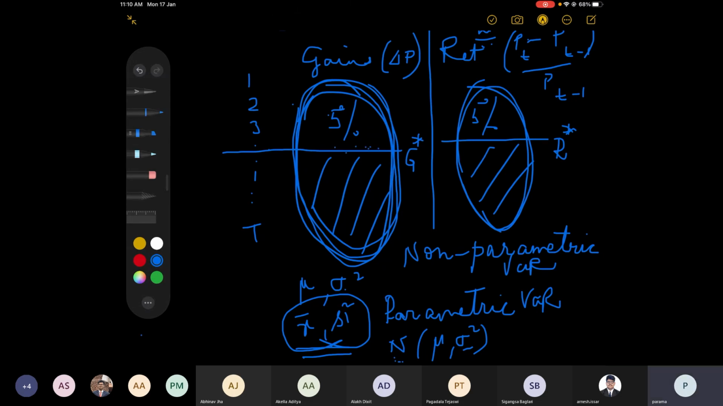Now, which VAR do you think will be a better measure? Should you fit a distribution and get a VAR? Is that a better measure? Or should you look just at the data and find the non-parametric VAR? Which VAR do you think should be a better measure? Any volunteers to answer this question?